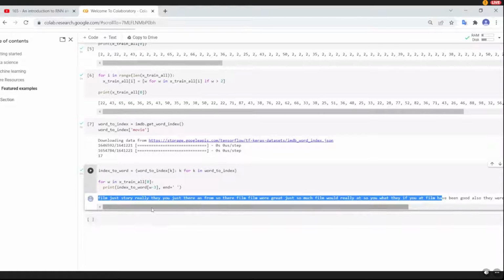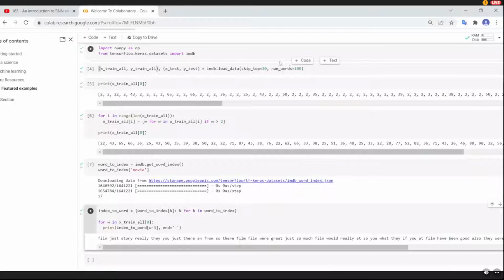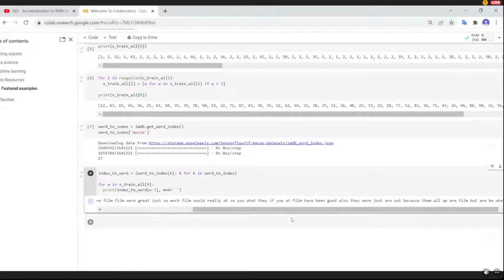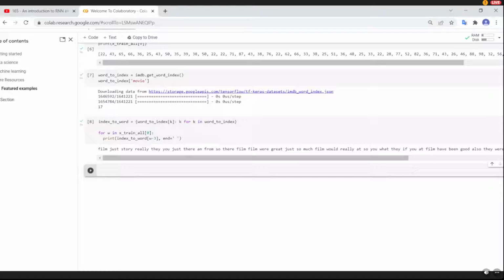It is saying "film the story really they you just there on from." So it's all a little bit not understandable because we have taken out the most frequently used words, and we have only downloaded 100 words. That is what's not understandable. But these are the main words, and we only need main words in order to use it. So this is sufficient. So these are the data sets that we're gonna feed into a model.